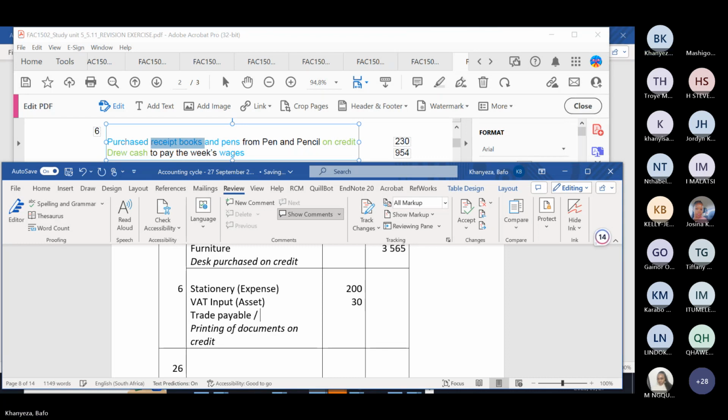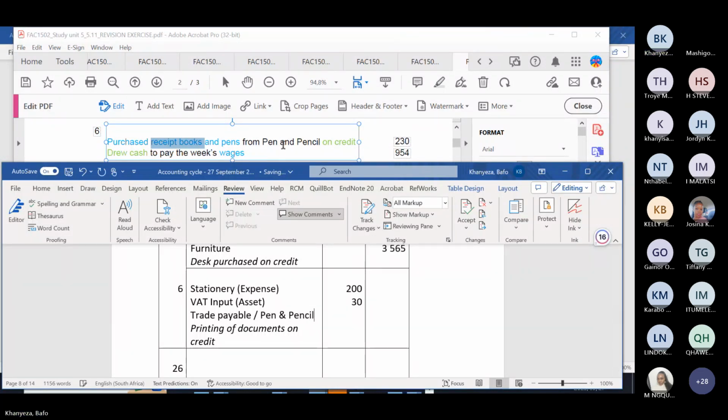What is the name of the company? It's just a check. The stationery shop. It's pen and pencil.